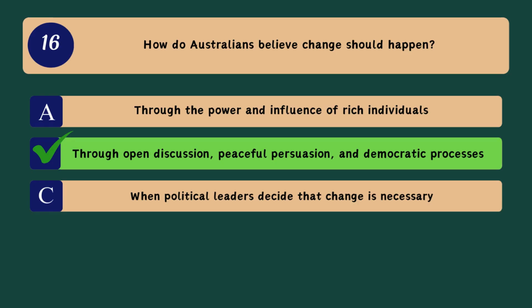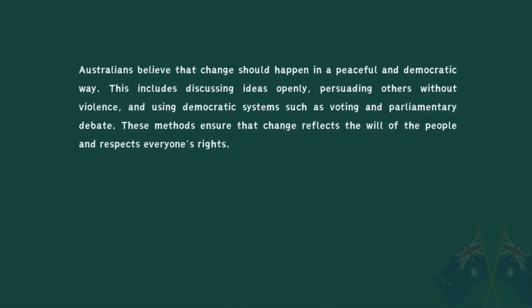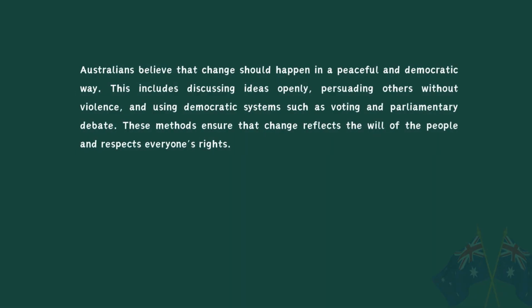Correct answer, B. Through open discussion, peaceful persuasion, and democratic processes. Australians believe that change should happen in a peaceful and democratic way. This includes discussing ideas openly, persuading others without violence, and using democratic systems such as voting and parliamentary debate. These methods ensure that change reflects the will of the people and respects everyone's rights.